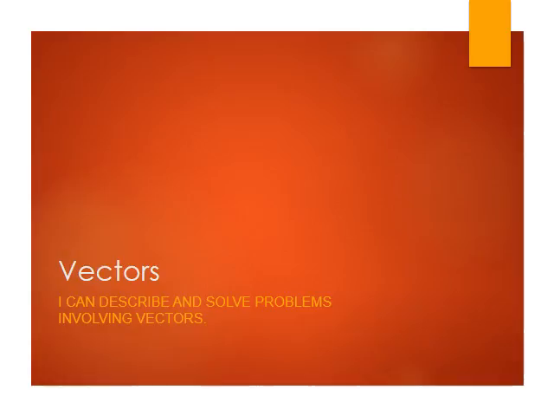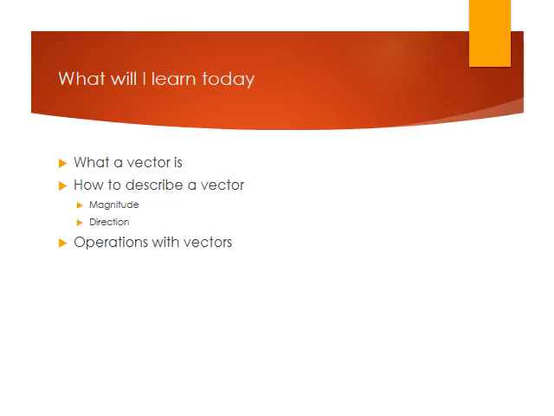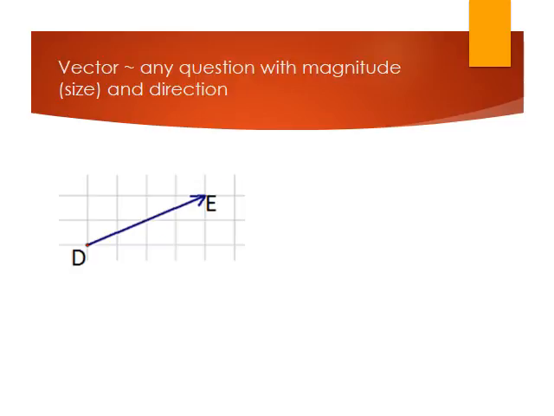Okay, today we are going to be taking a look at vectors. Again, it's an extension. So we're going to learn what a vector is, how to describe it, its magnitude and direction, and we're going to look at operations with vectors. So a vector is any item with magnitude and direction.